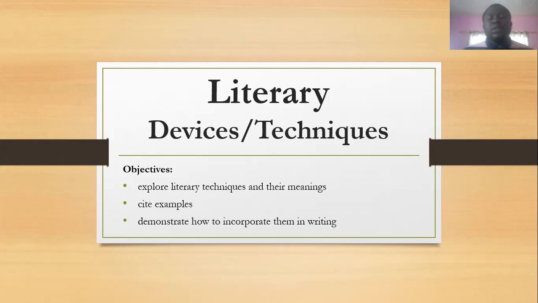All right. Today we are looking at literary devices or techniques. This is a bit of a revision, and it is necessary for us to do so to enable us keep abreast of some of these techniques that writers use all the time, even as we do analysis of our literary text. So by way of objectives, we are looking at exploring literary techniques and what their meanings are. We will cite some few examples and then demonstrate how to incorporate them in writing.